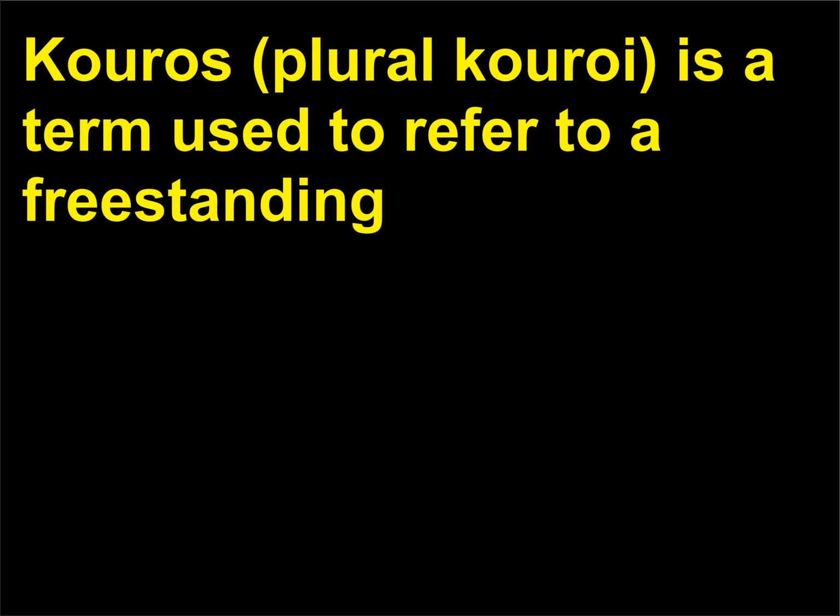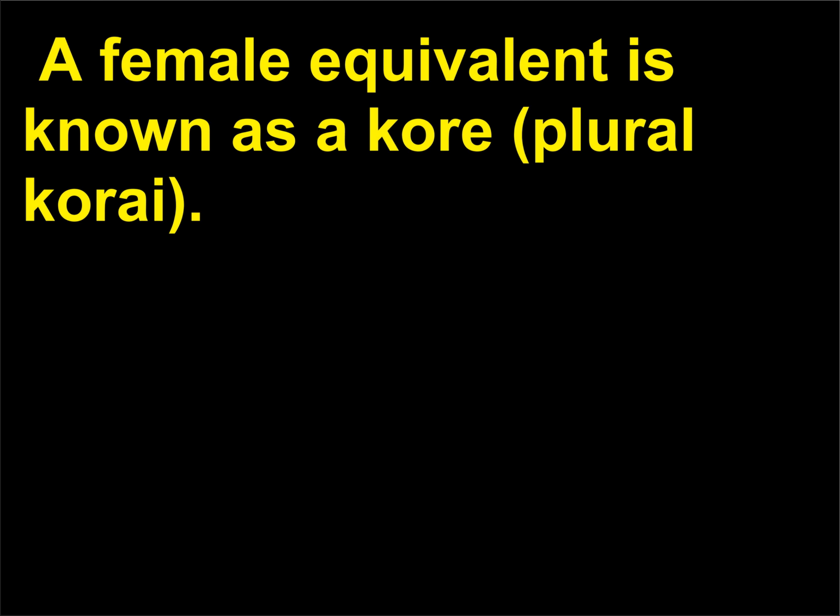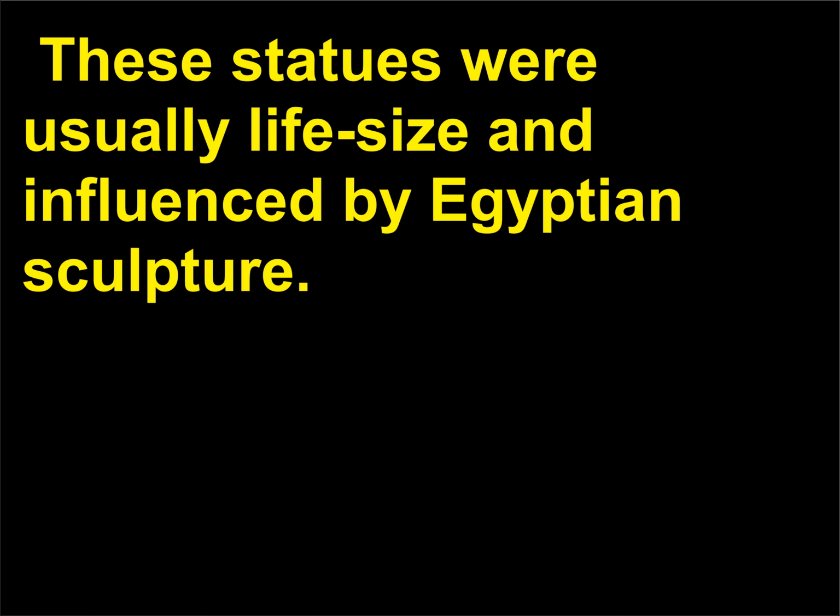What is a kouros? Kouros, plural kouroi, is a term used to refer to a freestanding sculpture of a young male during the archaic period of ancient Greek art. A female equivalent is known as a kore, plural korai. These statues were usually life-size and influenced by Egyptian sculpture.